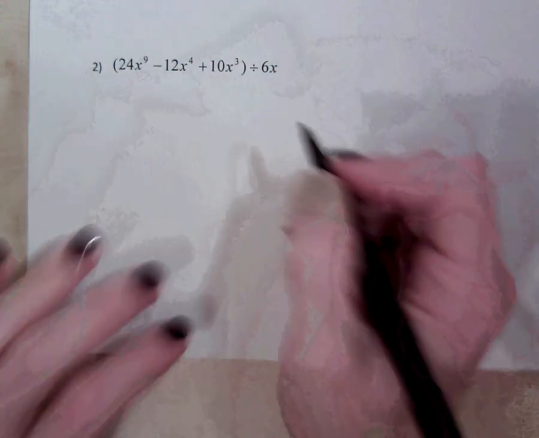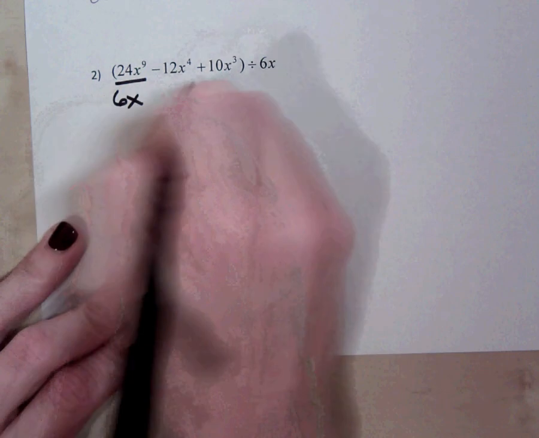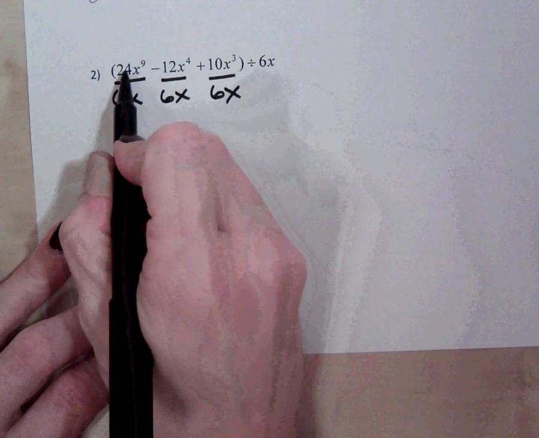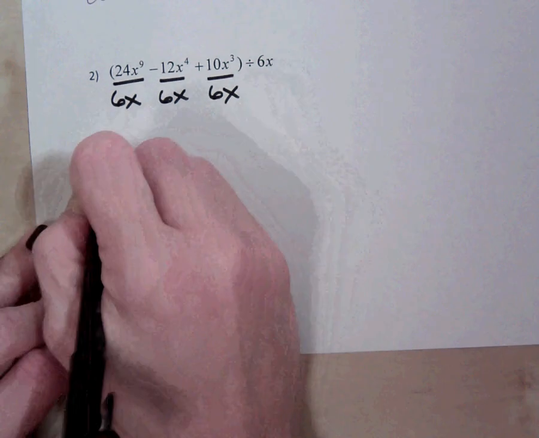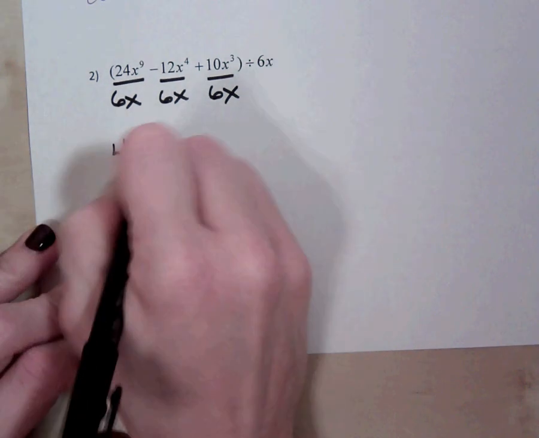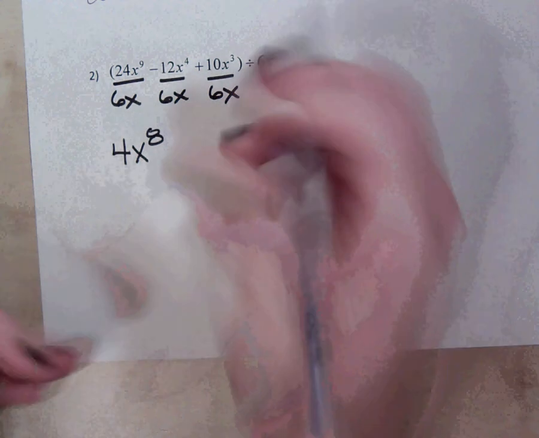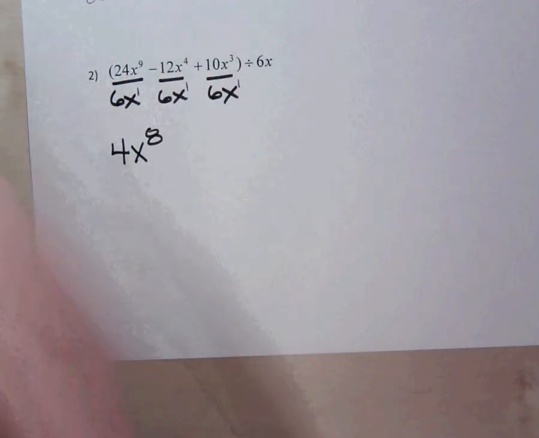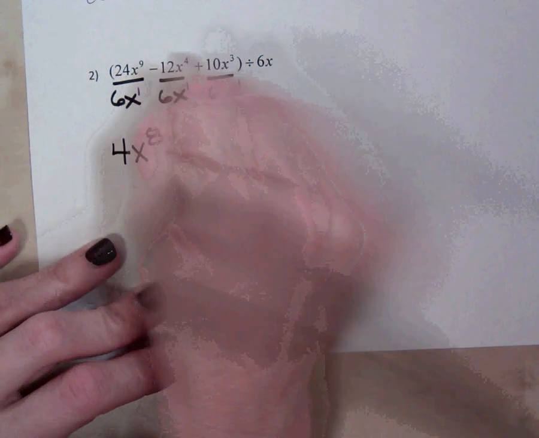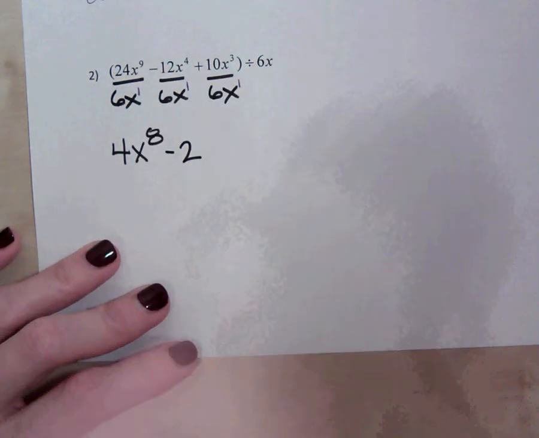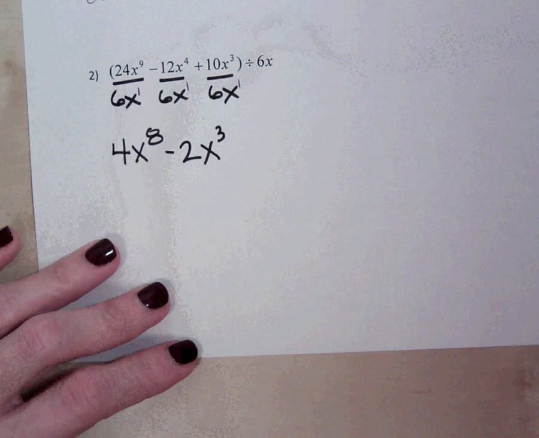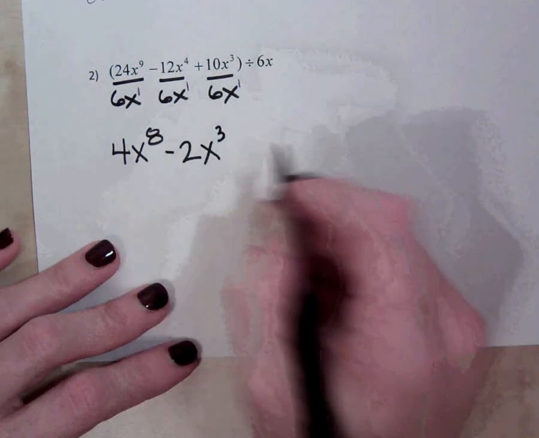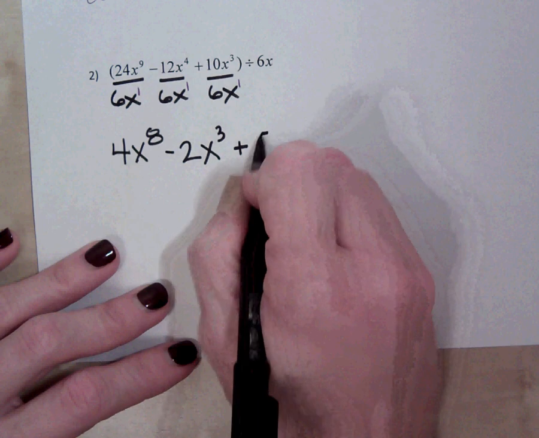Okay, so same thing, I'm going to divide all of these by 6x. So 24 divided by 6 gives me 4. And that's going to become x to the 8th power. Remember, if I'm dividing by 6x, that's x to the first power. So 9 minus 1, that's where I get the 8th power. 12 divided by 6, that's going to give me 2. And then 4 minus 1 is going to give me x cubed. Now here, notice 10 doesn't divide by 6. 10 over 6, all we can do is make that 5/3.